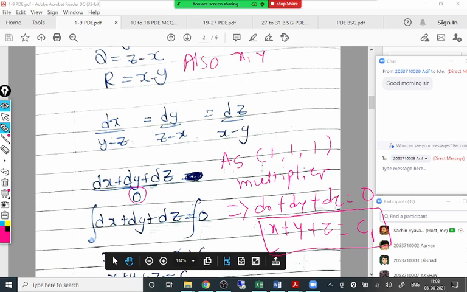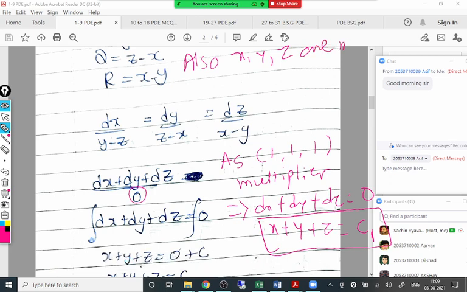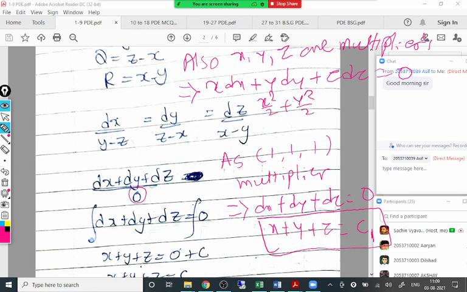Also x, y, z are multipliers. The meaning of multipliers is that generally they give us the denominator 0. So this gives us x dx plus y dy plus z dz should be 0, and we can say x square by 2 plus y square by 2 plus z square by 2 is equal to c2. I will take c2 dash first, and then I take that 2 also on the other side. So x square plus y square plus z square is equal to c2, and that's another solution.